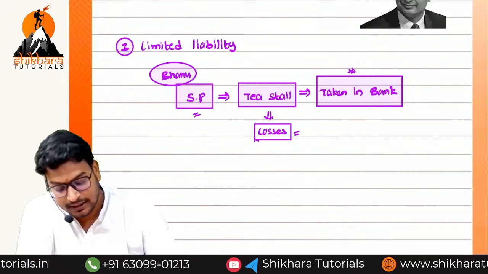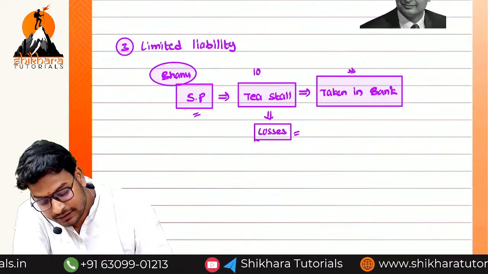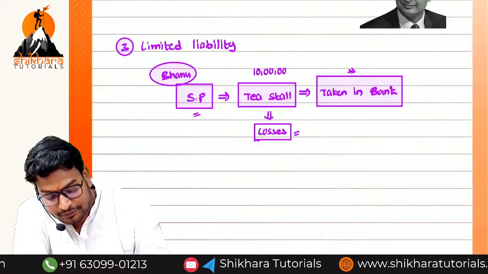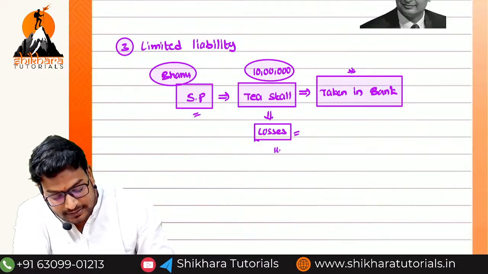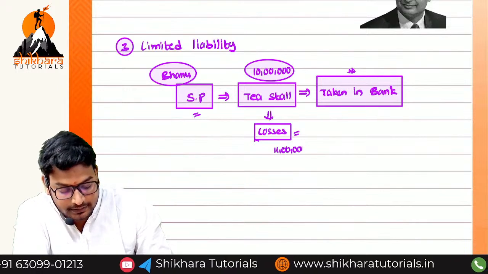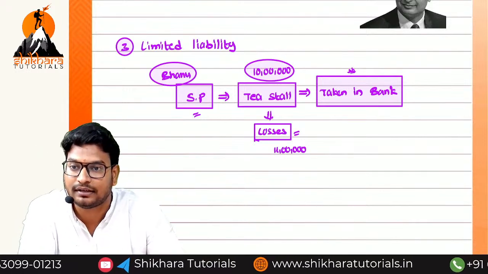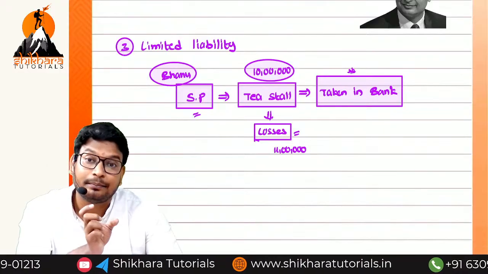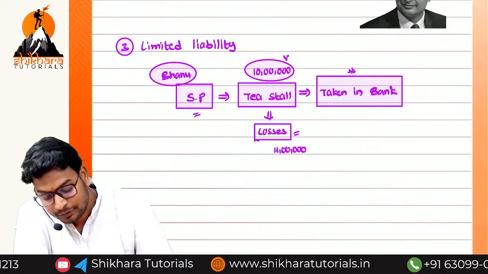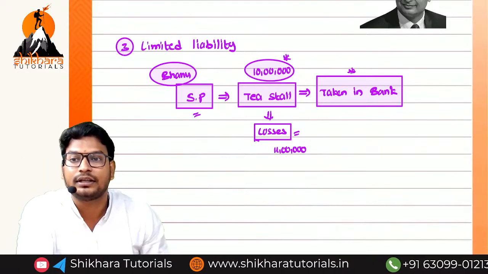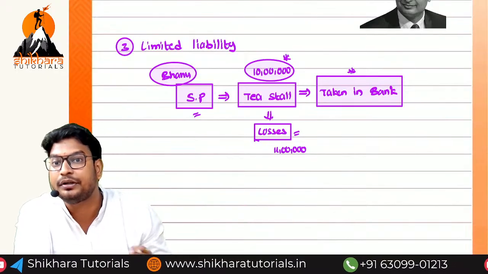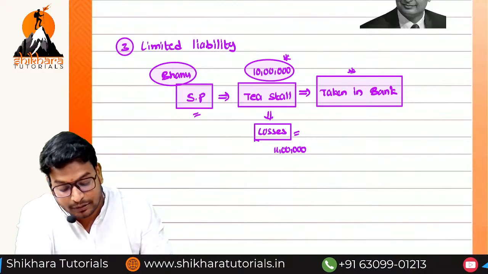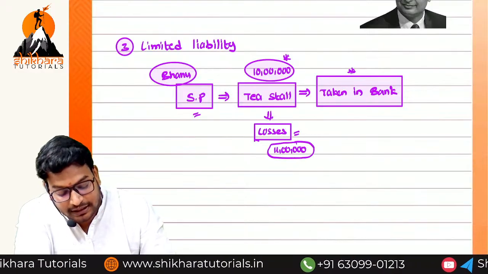For example, I have invested only 10 lakhs into the business, but I am getting a loss of 11 lakhs. From the company point of view, you are liable only up to the capital, that is, up to the 10 lakhs. But in the partnership and the sole proprietorship, you are liable up to the 11 lakhs.